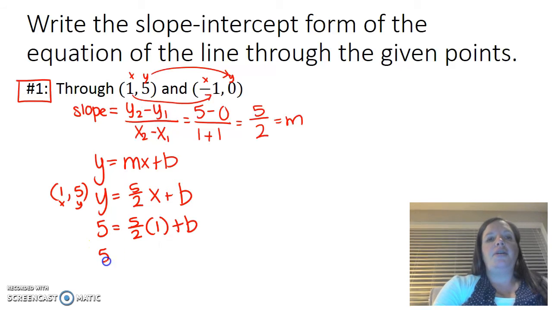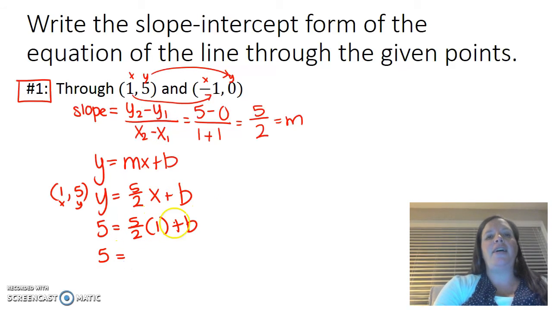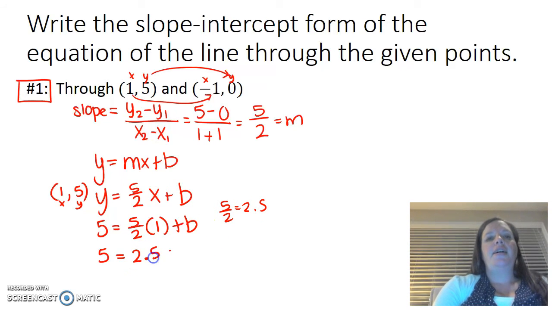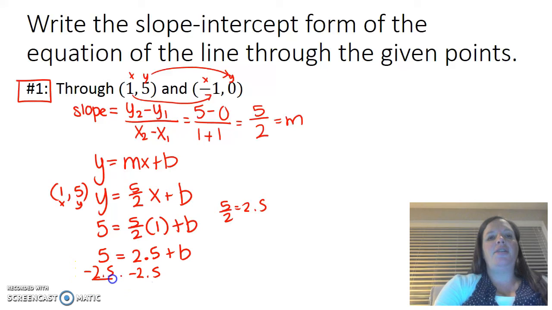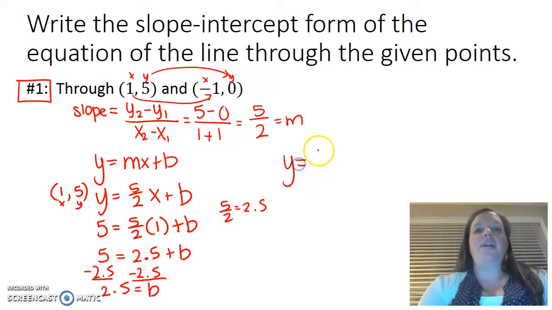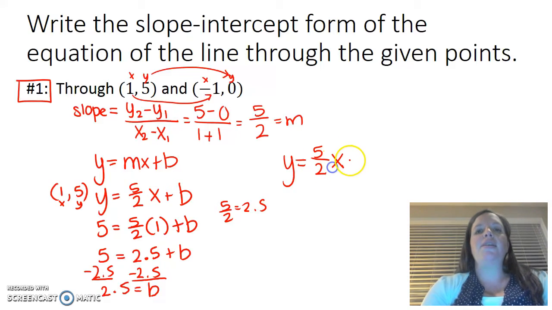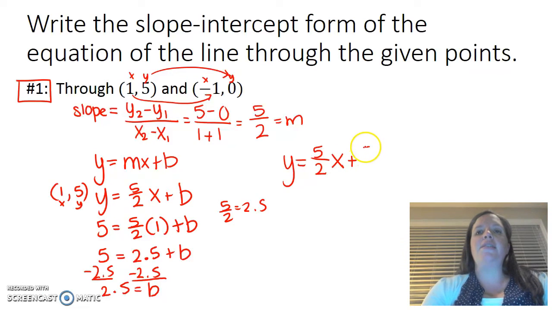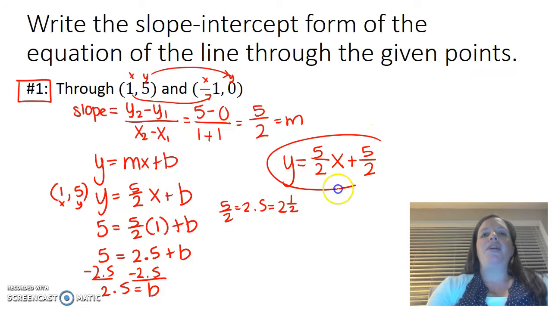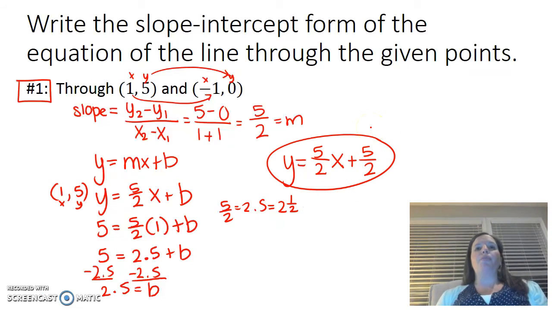So we can solve for b here by multiplying 5 halves. 5 halves is the same thing as 2.5. So I'm going to change this to 2.5 plus b, and I'm going to subtract to get b alone. 5 minus 2.5 is 2.5. So now I know enough to write my equation. I have y equals 5 over 2 x plus 5 over 2, or 2.5, but there is my equation. So that is slope-intercept form, starting with the slope and then filling in using one of the x's and y's from my points.